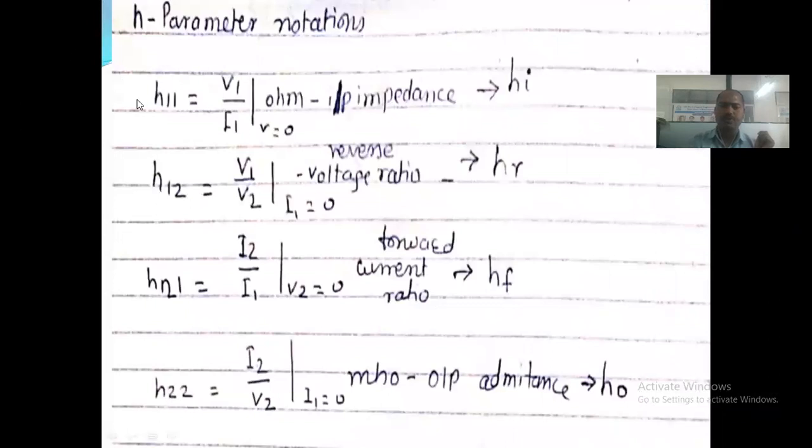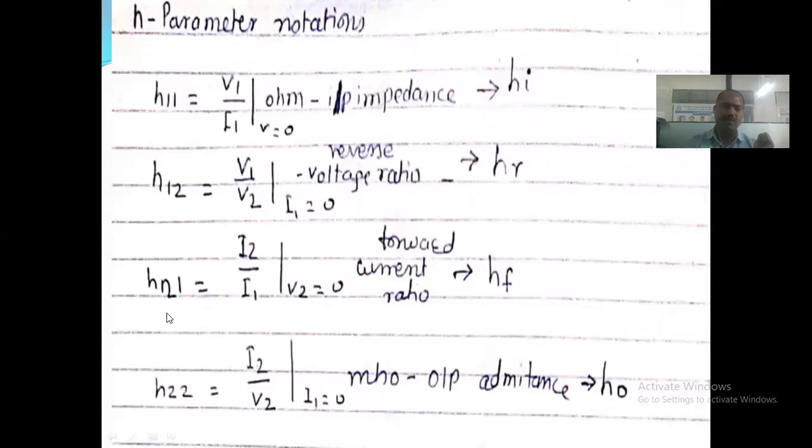Now H12 is actually the voltage ratio, that is V1 voltage to V2 voltage, right? Any ratio which is output divided by input is forward, but input divided by output is reverse. That's why it is a reverse voltage ratio. Its notation is HR, R for reverse.